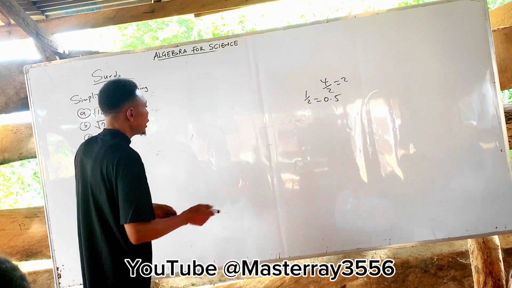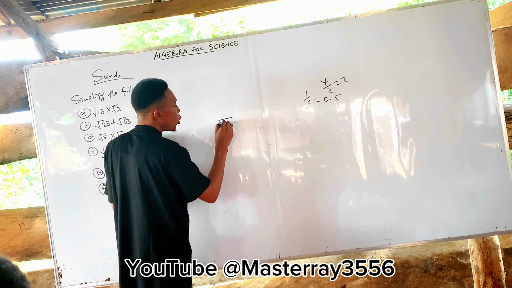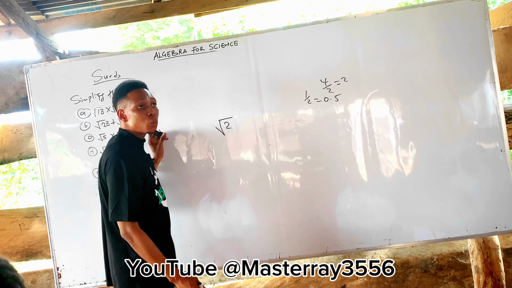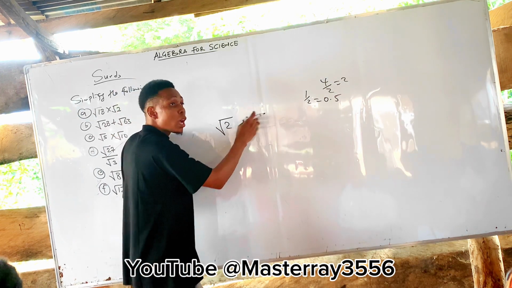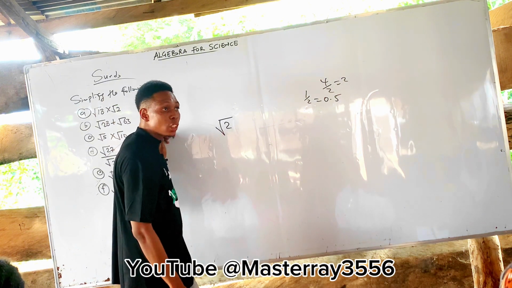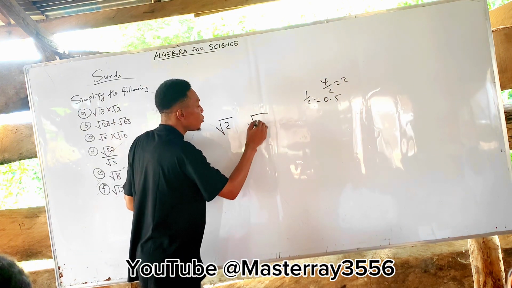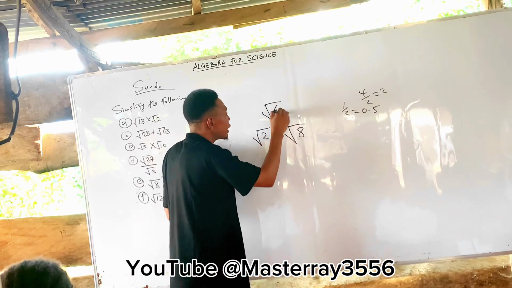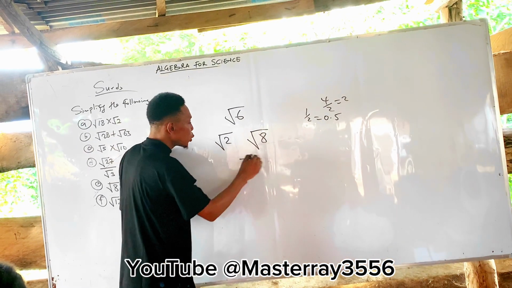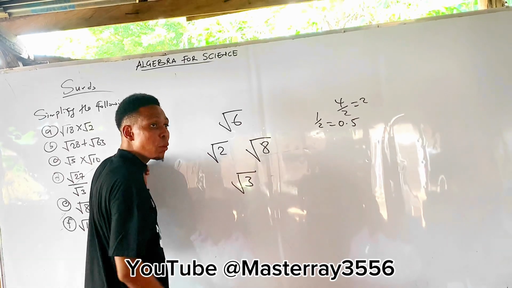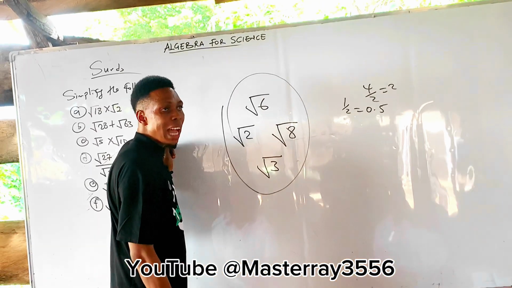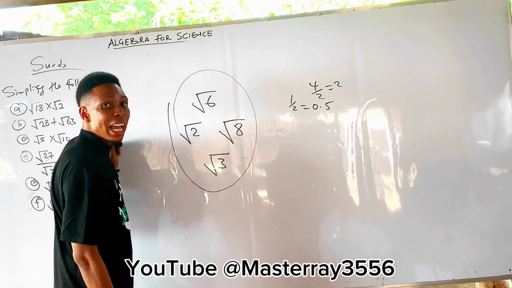It is saying that if you have something like square root of 2, does 2 have a square root? If you look for the square root of 2, it's going to be in decimal form, right? Or maybe you have square root of 8. Does 8 have a square root? Or maybe square root of 6. Does 6 have a square root? Or square root of 3. Does 3 have a square root? So all these, they are known as surds.